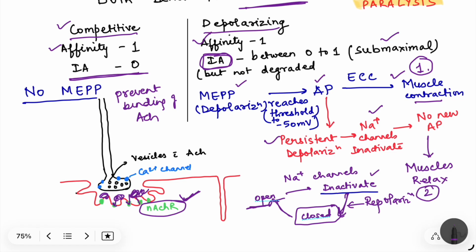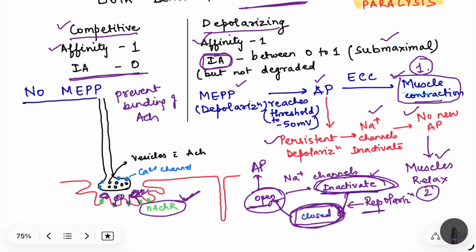Very important. That means for sodium channels to open again to cause another action potential, they should go back to the closed state. But here that is not happening because there is persistent depolarization and sodium channels are stuck in this inactivated state because the muscle membrane is not repolarizing. So sodium channels inactivate, no new action potential since sodium channels cannot open, and that is why muscles relax. So with depolarizing neuromuscular blockers, we get initially muscle contraction, that is known as fasciculations. These are involuntary contractions, fasciculations, and then the muscles relax.